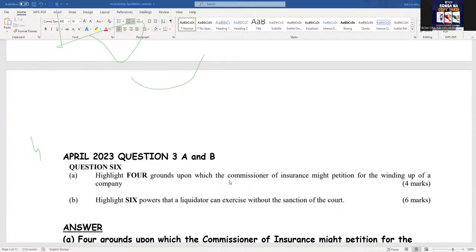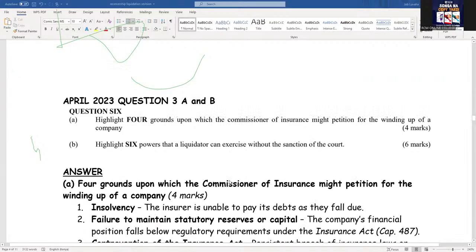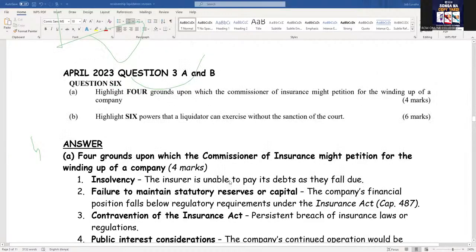So the grounds upon which the Commissioner of Insurance might petition or call upon for an insurance company to be wound up can be, for example, if the insurance company is insolvent, or it is unable to pay or settle its liabilities as they fall due. So failure to maintain statutory reserves, or capital. So for example, the company's financial position falls below the regulatory requirement. So this is like saying the insurance company is not performing so well financially. Or contravention of the Insurance Act, so persistent breach of the insurance laws or regulations.